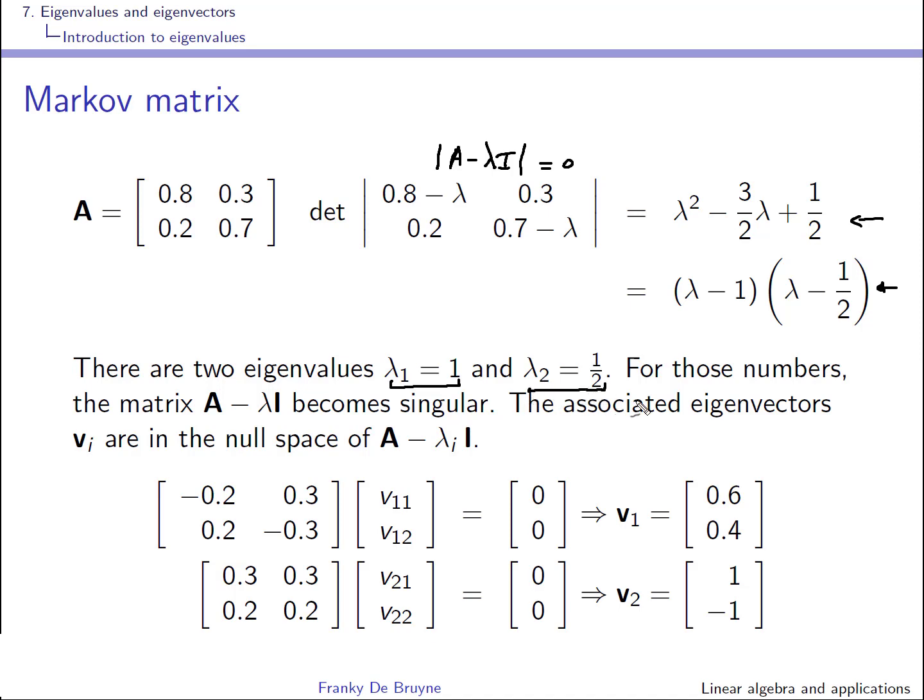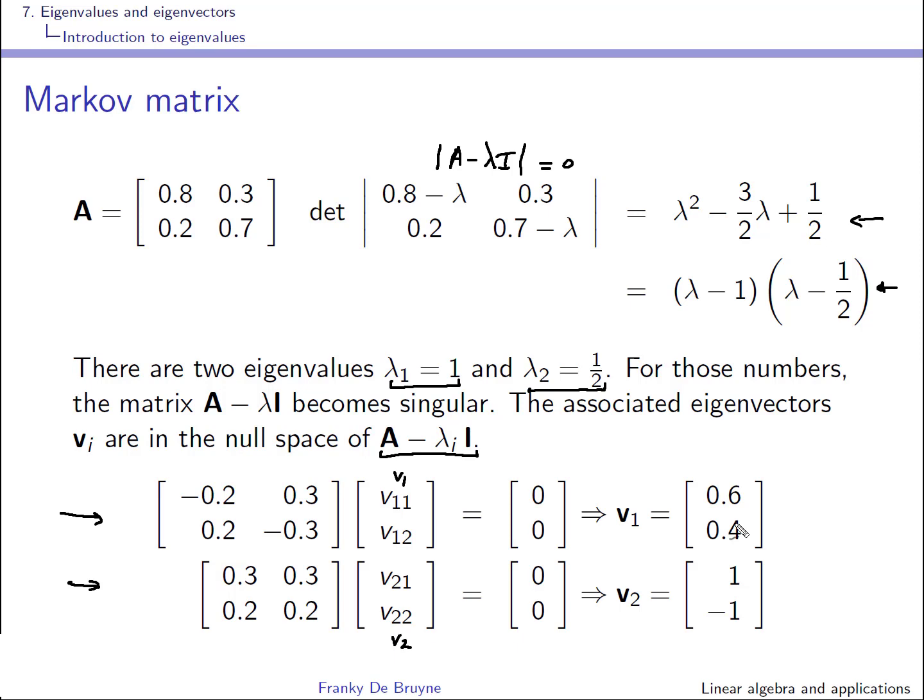And by the way, for a Markov matrix, the eigenvalues will be such that the biggest one is always 1 and the other ones are smaller than 1. Okay, so now we can compute the associated eigenvectors. So we need to look for vectors that are in the null space of this matrix for lambda 1 and lambda 2, and this leads to two systems of equations. Here we'll find the eigenvector of lambda 1 and here the eigenvector of lambda 2. Okay, this one is v1 over here and this is v2 over here.